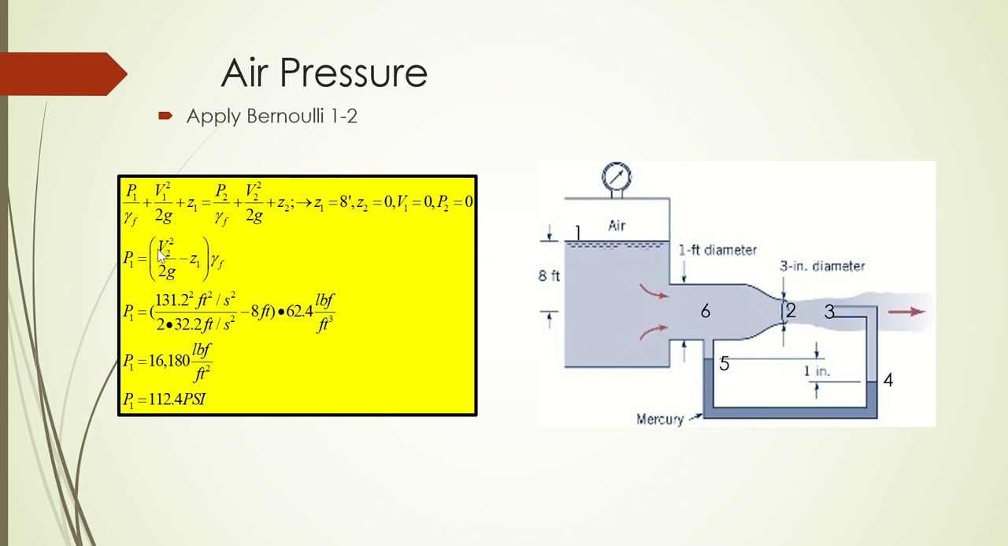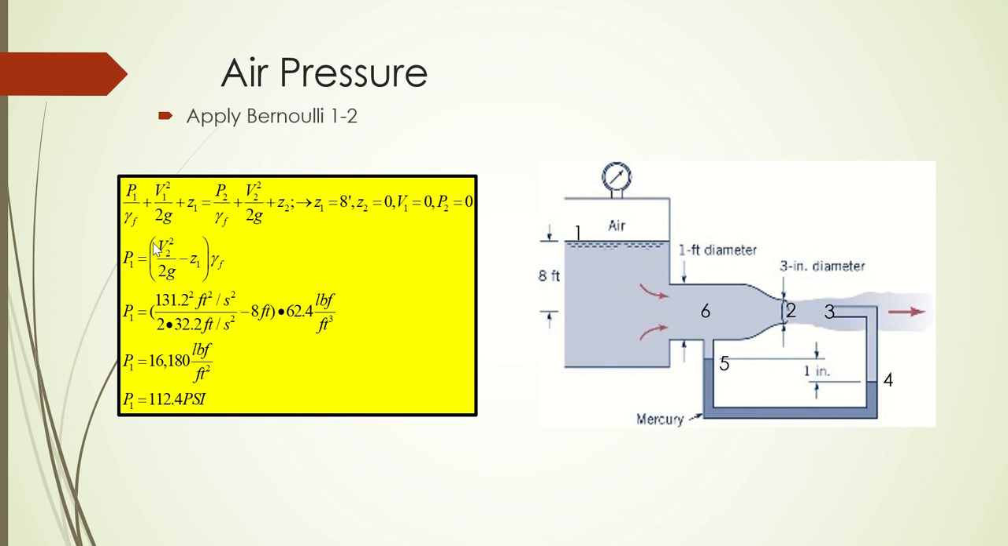So therefore, I know that I can apply Bernoulli between point 1 and point 2. I have P1 over gamma plus V1 squared over 2g plus Z1 is equal to P2 over gamma plus V2 squared over 2g plus Z2. I know that Z1 is equal to 8 feet. I know that Z2 is 0. That's my datum line. And I know that V1 is 0. I know that P2 is 0.